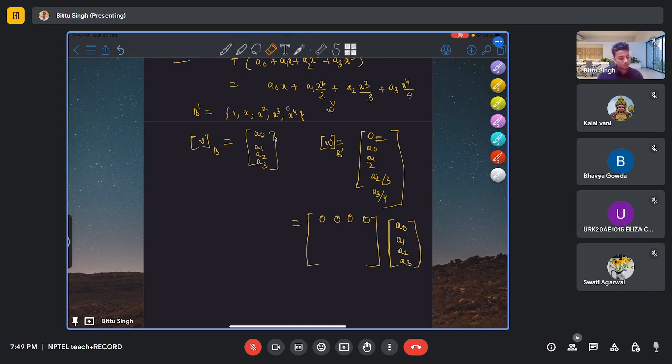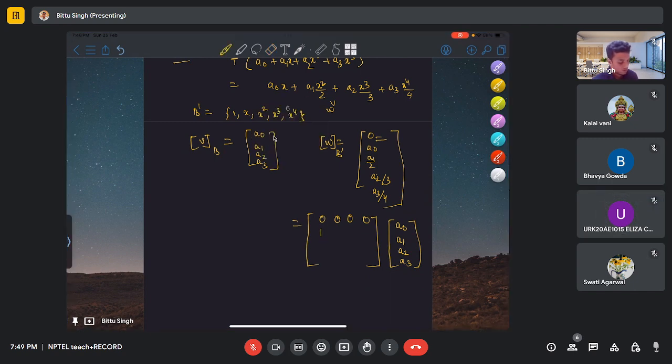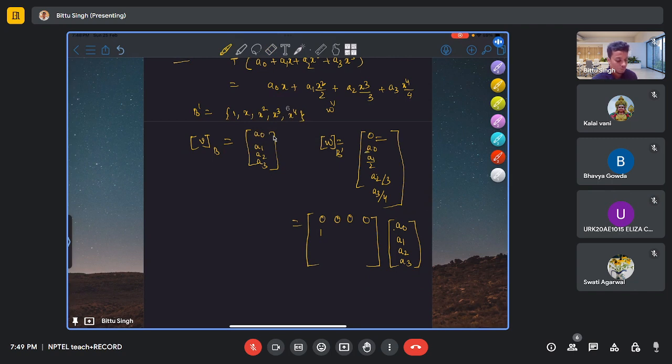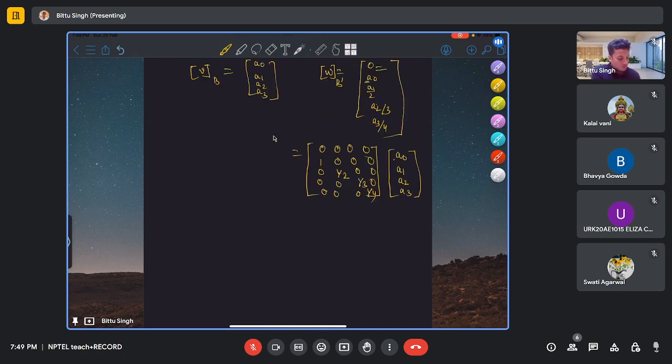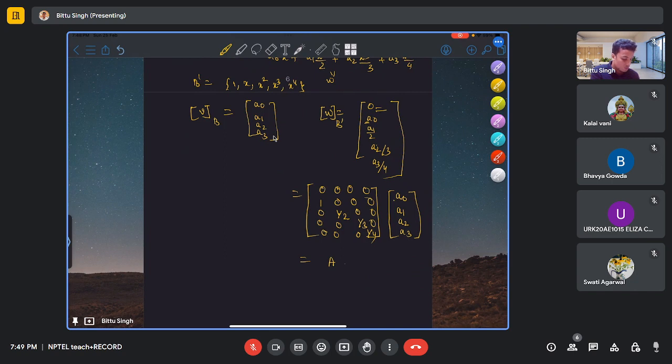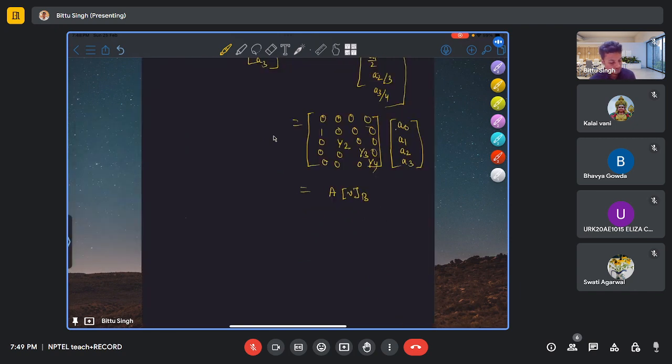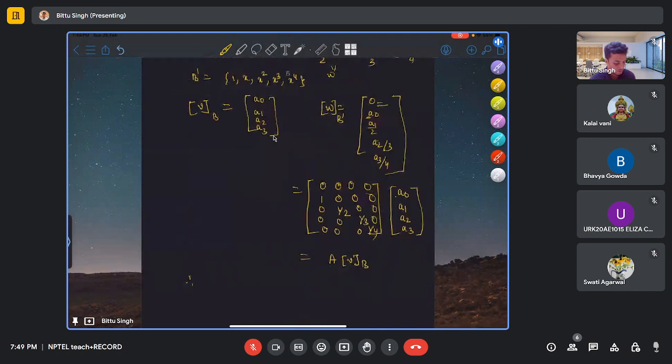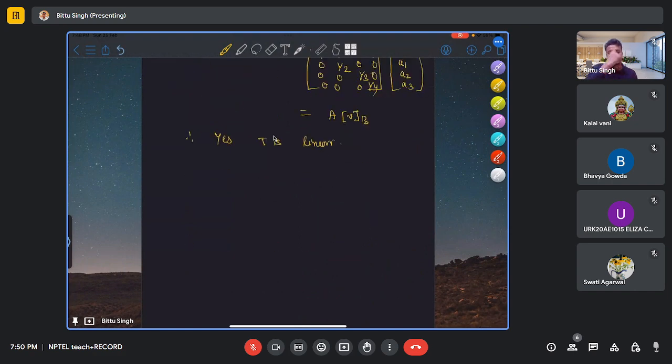Now what will be the second row? 1 0 0 0. Yes. The coefficient of A0 is 1 here. So 1 and everything is 0. Similarly, the third row will be 0, half, 0, 0. The next entry should be 0, 0, 1/3, 0, and the last 0, 0, 0, 1/4. Okay. So here this is actually some matrix A times V. So the answer is yes, T is linear.